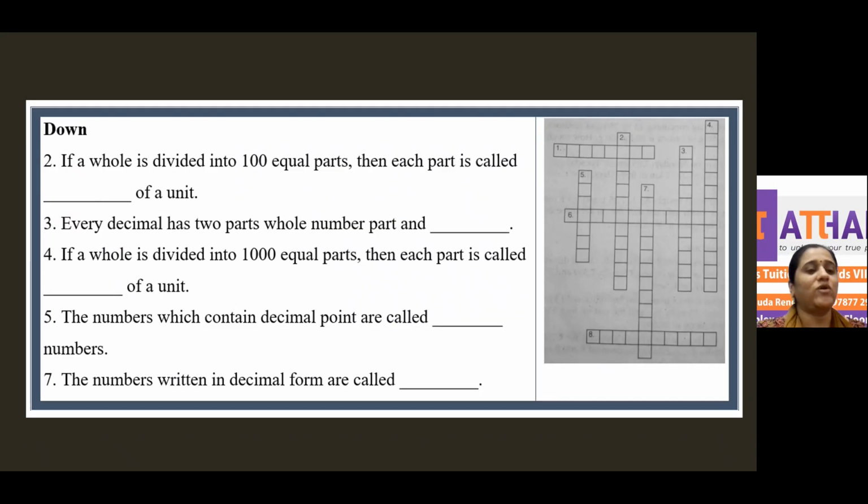If a whole is divided into 10 equal parts, or 100 equal parts, then each part is called dash of a unit. 100th. One hundredth of a unit.